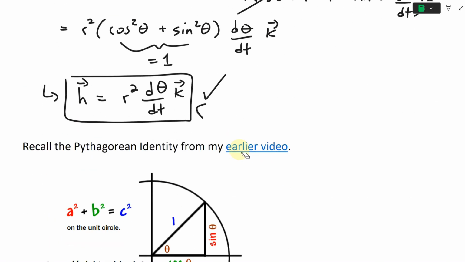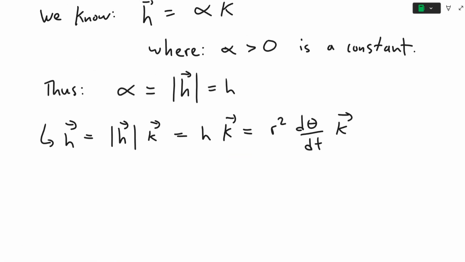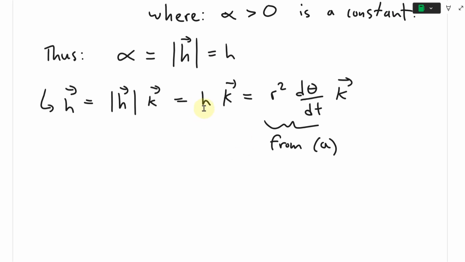So we also know h is that. In other words, this is going to be r squared d theta over dt k vector, and this is from part A. All right, so thus, h is equal to this part right here. So that's what h is.